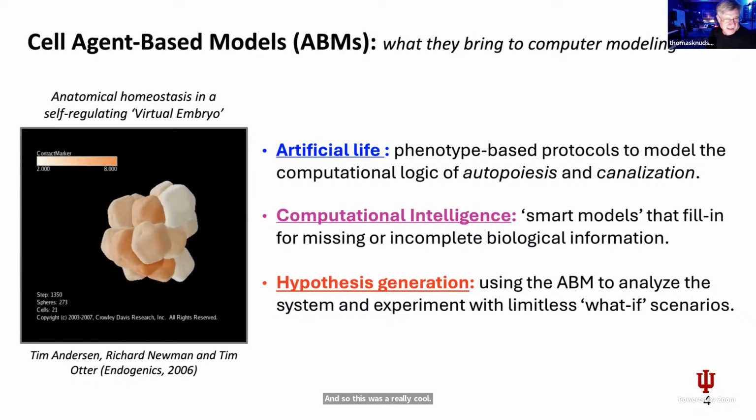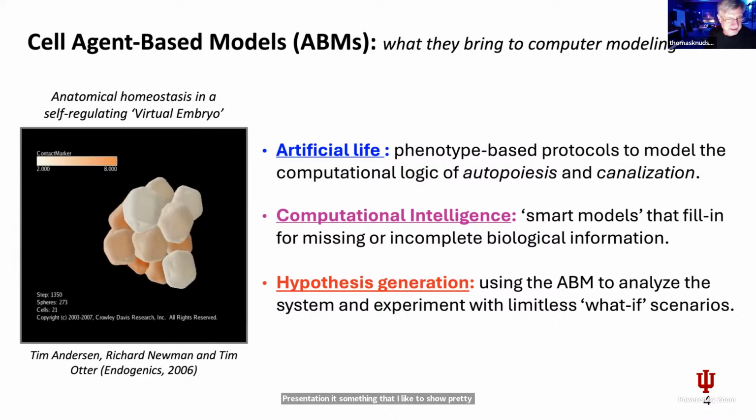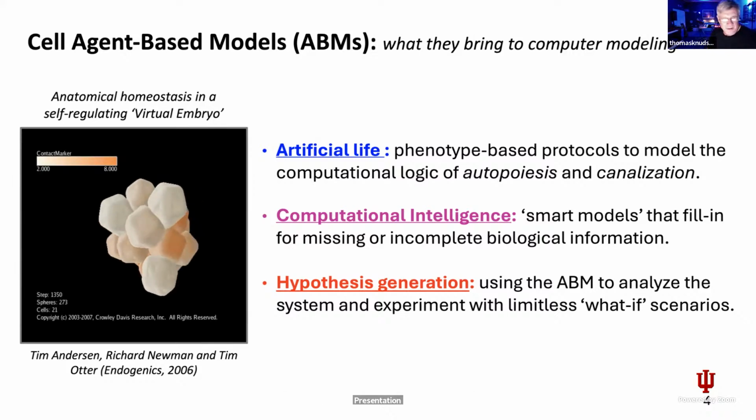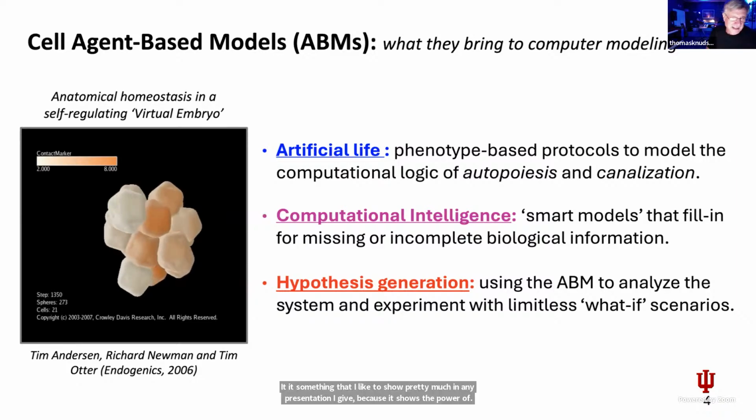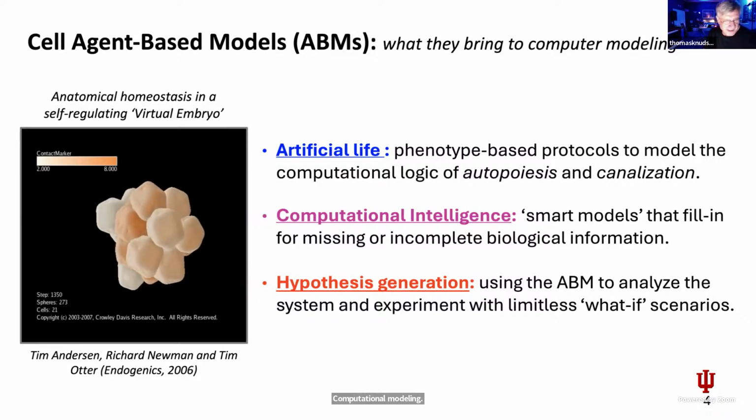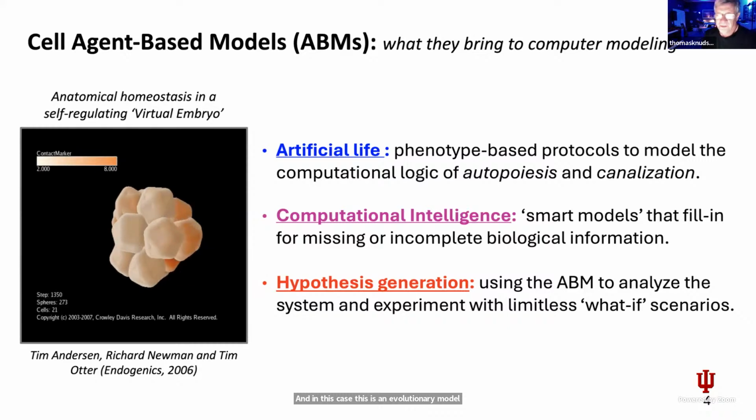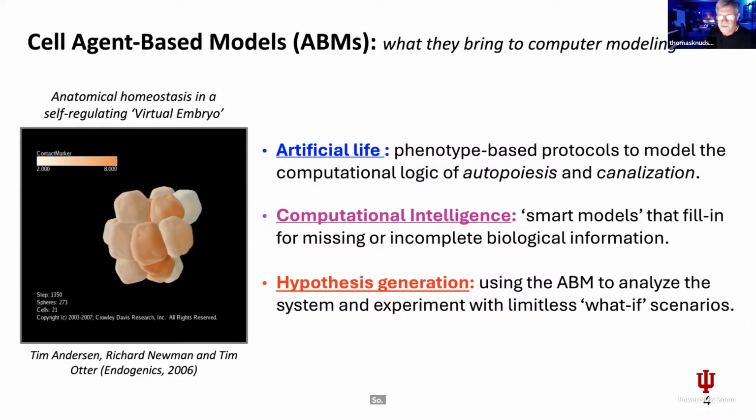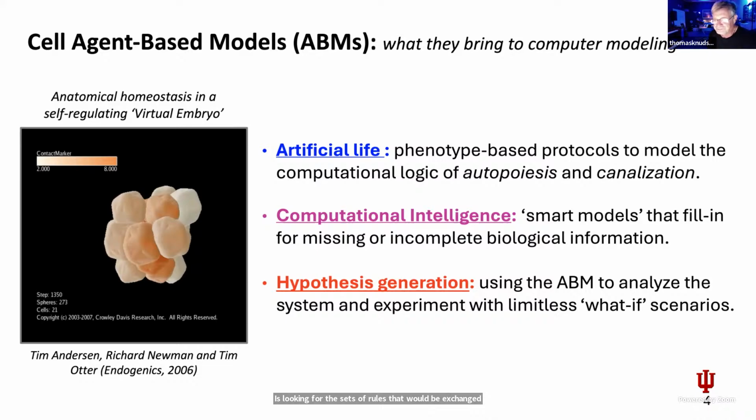It's something that I like to show pretty much in any presentation I give, because it shows the power of computational modeling. And in this case, this is an evolutionary model. So for this type of artificial life model, it's a phenotype-based protocol. And what they're basically doing is looking for the sets of rules that would be exchanged between these cells to self-regulate to the starting configuration. So that process is self-organization. Another term for it is autopoiesis.